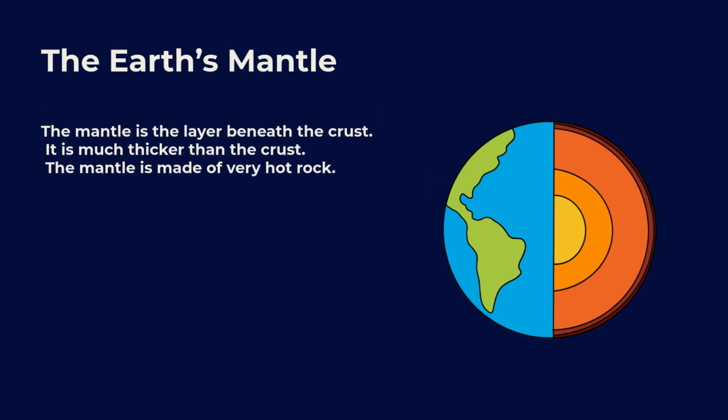Beneath the crust is the mantle. The mantle is much thicker than the crust above it. It is made of extremely hot rock. Even though it is solid, the heat inside the Earth allows parts of the mantle to slowly move.